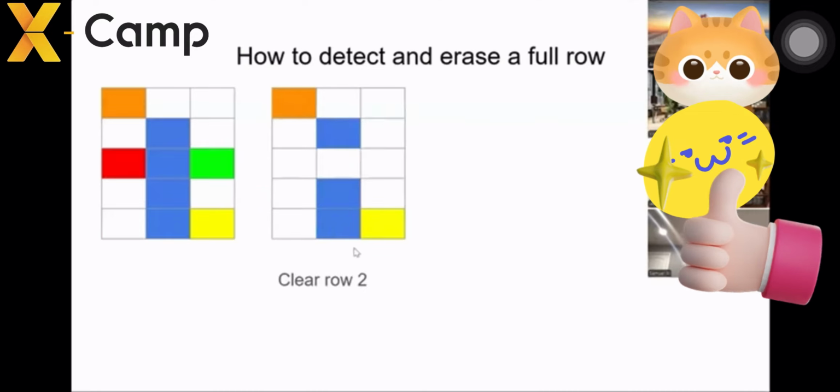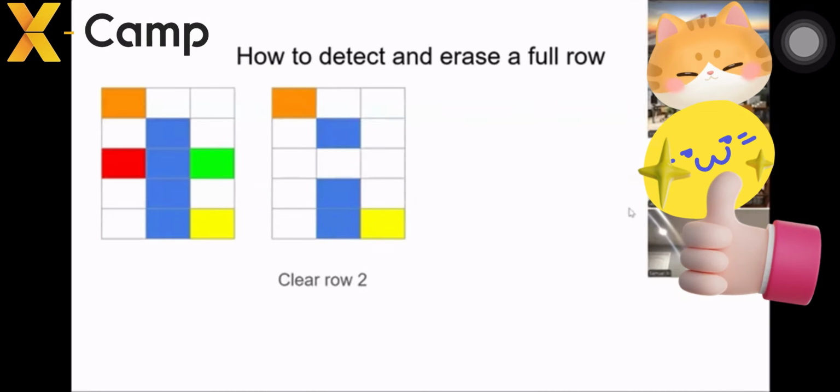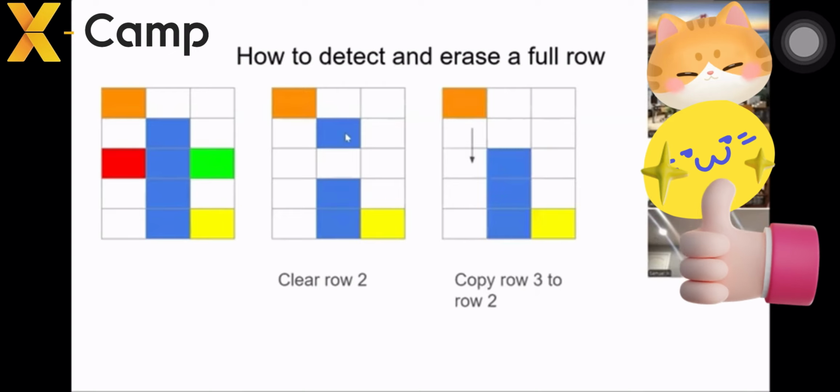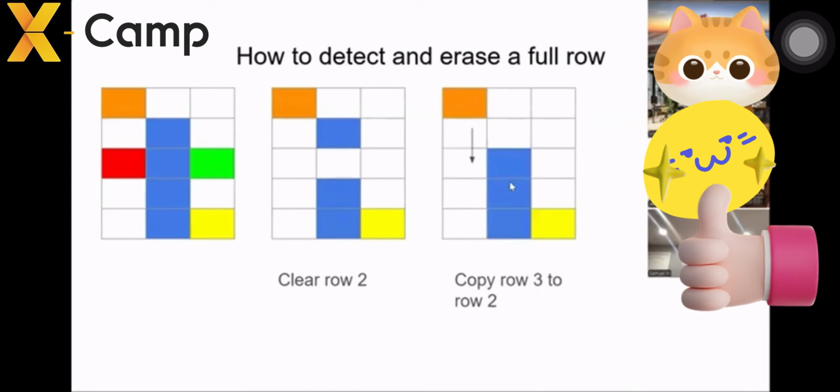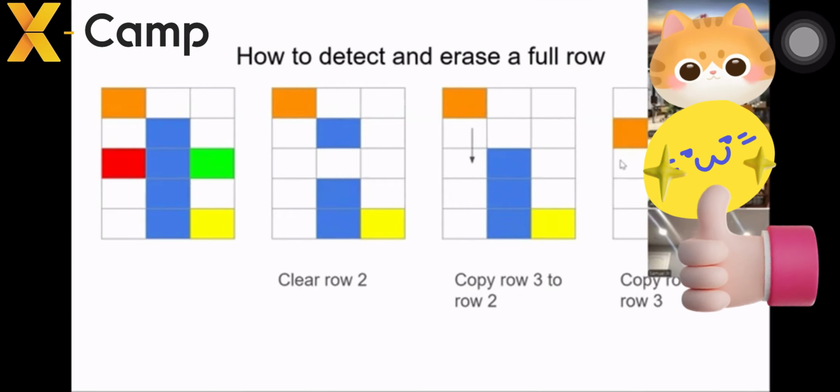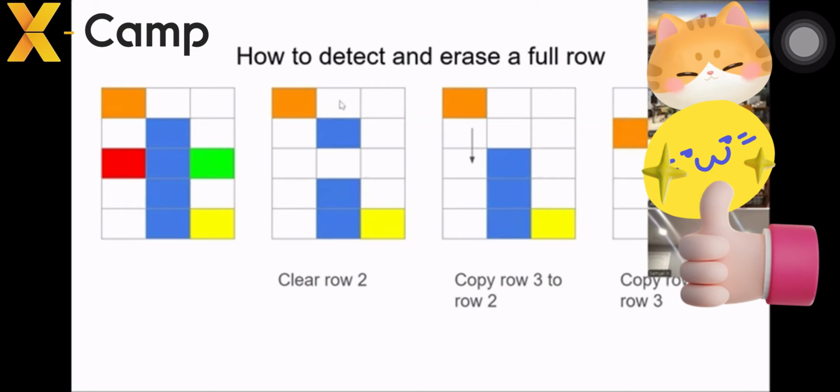Here's how we detected and erased the full row. First, we cleared row 2. After that, we lowered the blue block one row below, to row 2. Finally, we lowered the orange block to row 3.